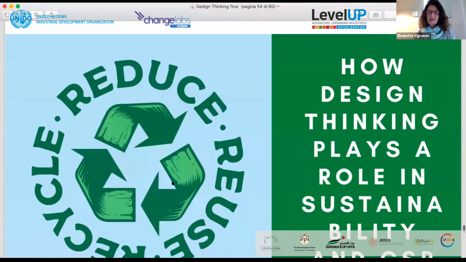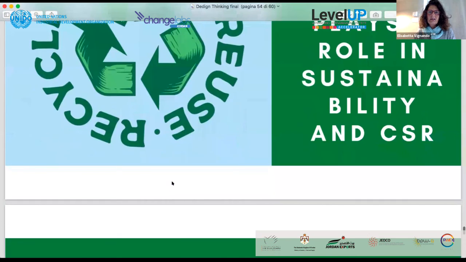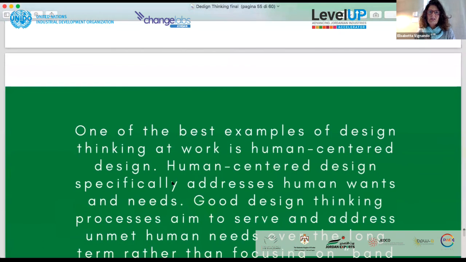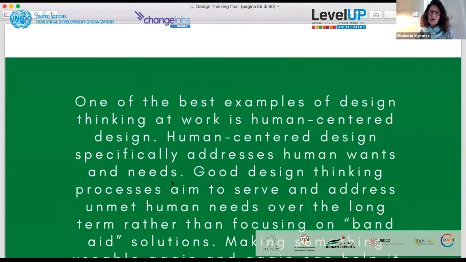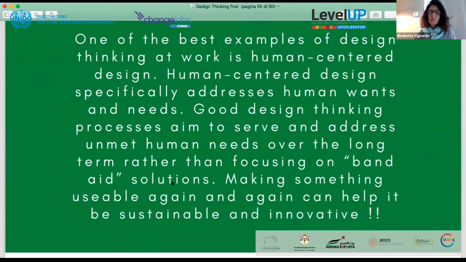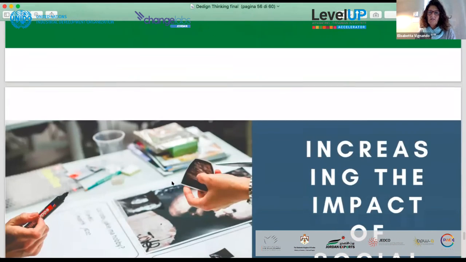So how does design thinking play a role in sustainability and corporate social responsibility? One of the best examples of design thinking at work is human-centered design. Human-centered design specifically addresses human wants and needs. So a good design thinking process aims to serve and address unmet human needs over the long term, rather than focus on band-aid solutions. Making something usable again and again can help it to be sustainable and innovative.